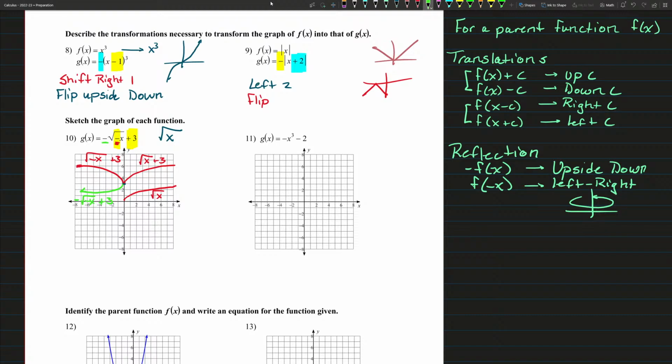Do we have to give a rough sketch of the graph or just the words? For 8 and 9, you just use the words. I was just trying to get ahead of myself. For number 10 and 11, you have to graph the function.